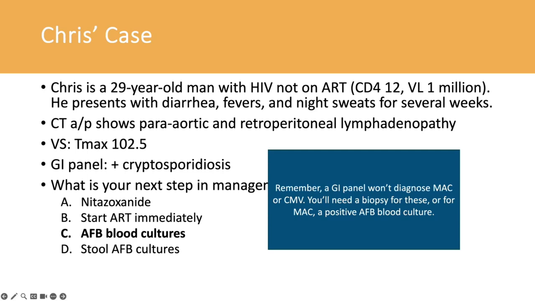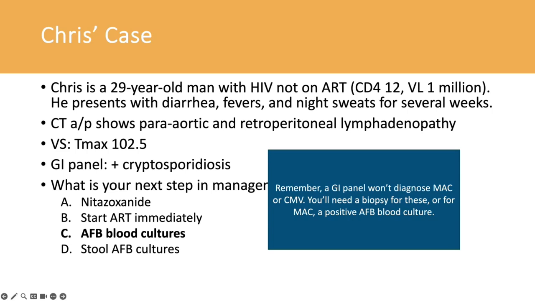AFB blood cultures are the best test for disseminated MAC to confirm the diagnosis. You can find it on stool AFB cultures, but they're not necessarily diagnostic of disseminated infection. You can have it even without. You need to get both, because you can get a positive AFB in your stool. I know you probably get both, but your AFB blood culture will take weeks to come back. I could have phrased it better.